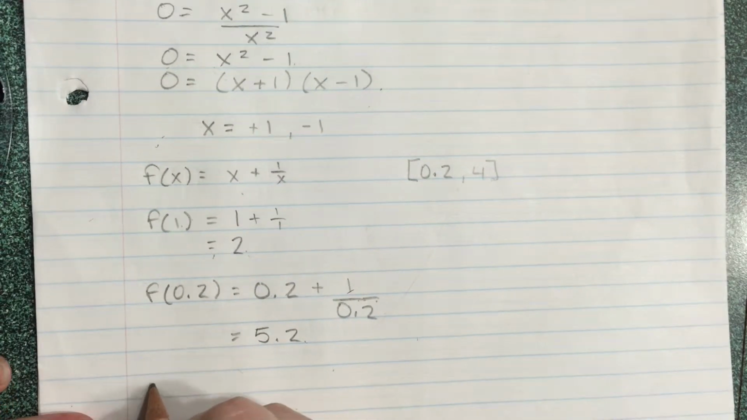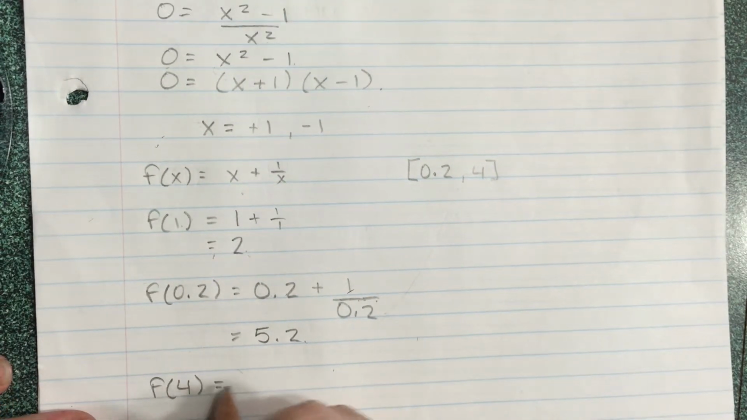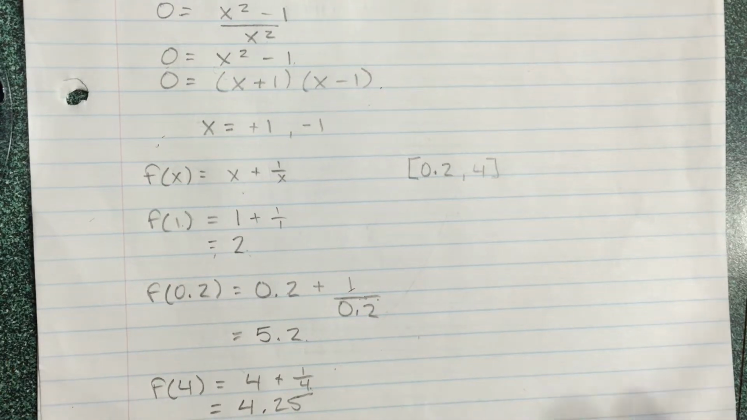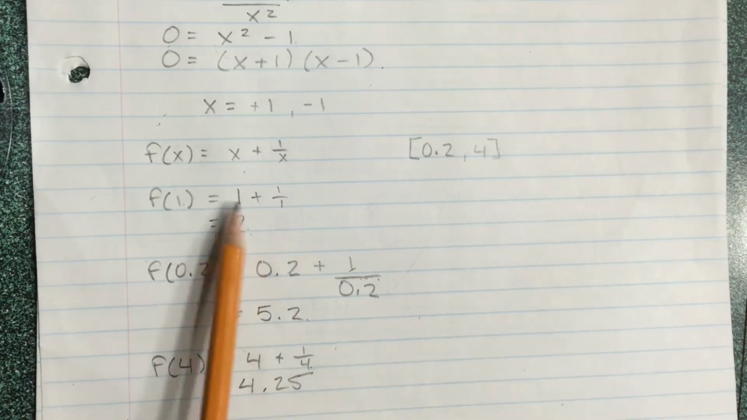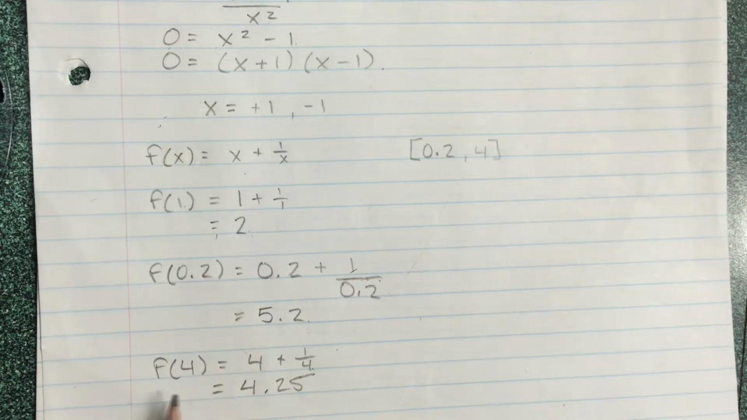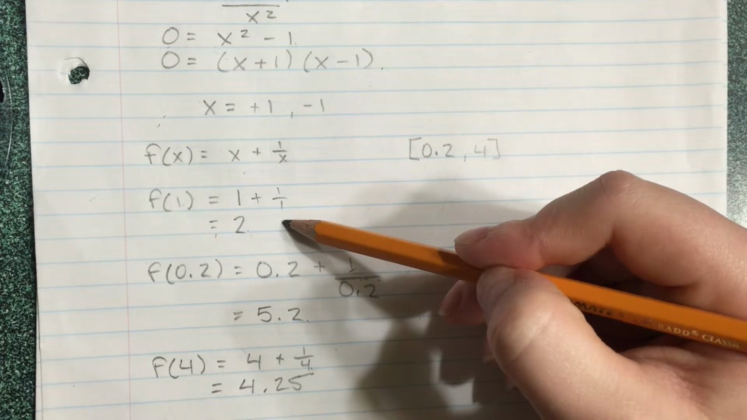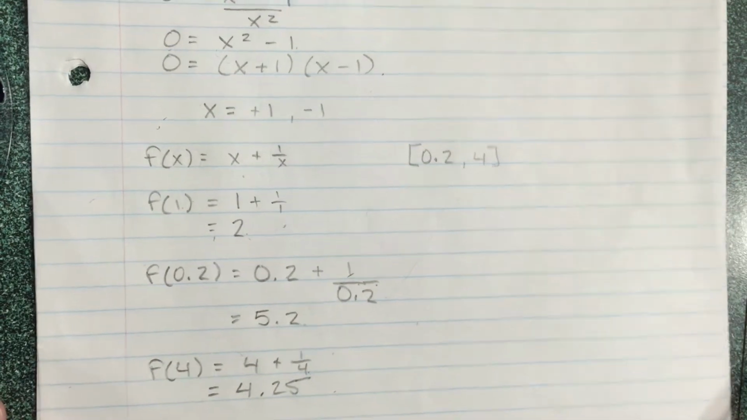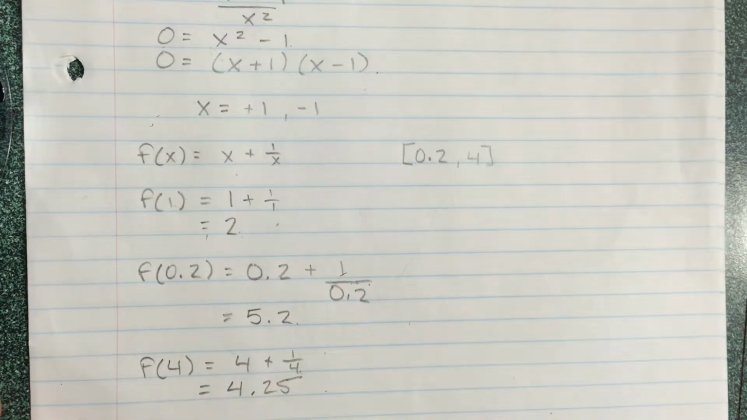Next you're going to check f at 4. So f at 4 is equal to 4 plus 1 over 4. And 1 over 4 is equal to 0.25, so your value would be 4.25. So now that we've found f at 1, f at 0.2, and f at 4, we can look at our y values, so 2, 5.2, and 4.25, and we're going to find which one would be our max and which one would be our min.